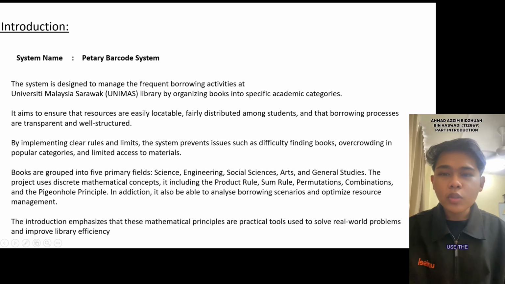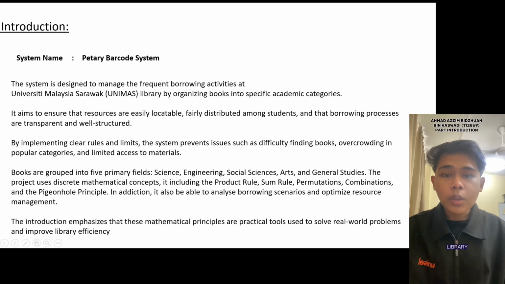Because many students use the library every day, a good system is needed to manage books and borrowing properly. The UNIMAS library borrowing and category distribution system helps organize books and control the borrowing process. This system makes it easy for students to find books and borrow them fairly. Without this system, students may have problems such as not finding books, or popular books being borrowed too quickly.